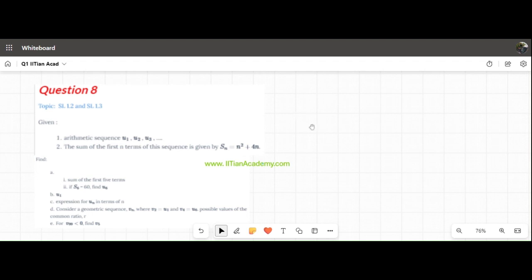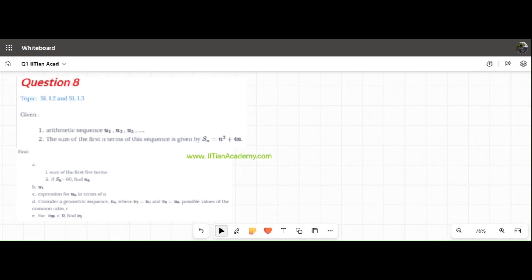Hello, today we're doing question 8, where we're given some arithmetic sequence U1, U2, U3, and it goes onward, and we know that the sum of the first n terms of the sequence is given by Sn is equal to n squared plus 4n. So for question A, we'll start with part I, and we're asked to find the sum of the first 5 terms. So that means n is equal to 5.